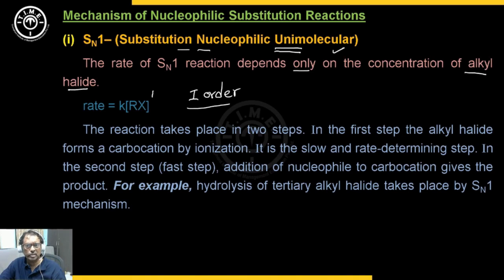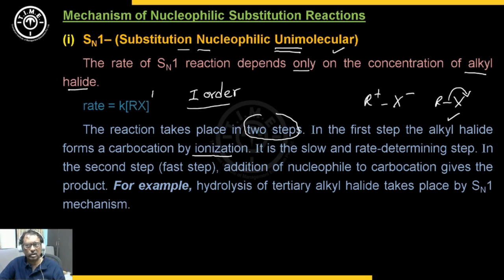So, let us look at what is happening in this SN1 mechanism. The reaction takes place in two steps. The first step, what is going to happen? The alkyl halide, which is RX, is breaking down into a carbocation and a halide ion by ionization. So, RX is undergoing what? Heterolytic cleavage. Heterolytic cleavage will give R plus and X minus.